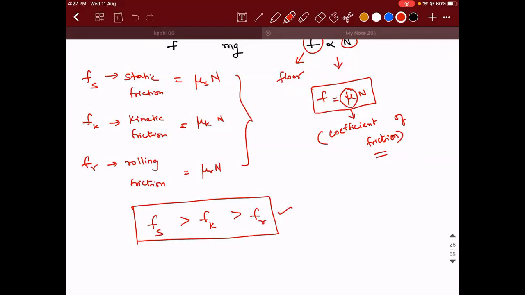Why do you think the static friction is stronger than the kinetic friction? The interlocking of the objects will be higher because the object is at rest. Whereas when you talk about kinetic friction, the interlocking will be less because the object is in motion, which means you're not giving sufficient time for the objects to get locked. Whereas when it comes to rolling friction, what can you say? The interlocking will be even lesser because the surface area that is coming in contact is going to be less.